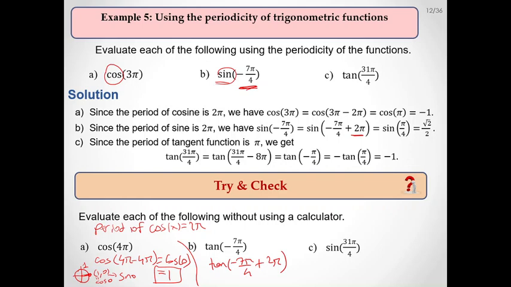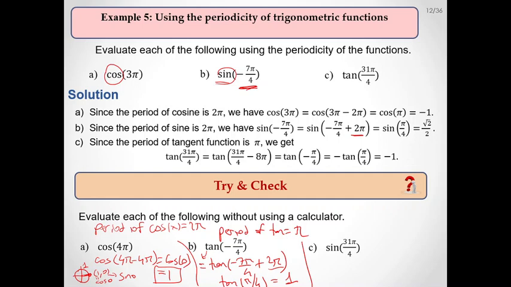And this will give us tangent pi over 4. The period of tangent here is pi, and adding to pi, okay, it will work. So this thing is equal to tangent pi over 4, which is tangent 45 degrees, and this is 1.